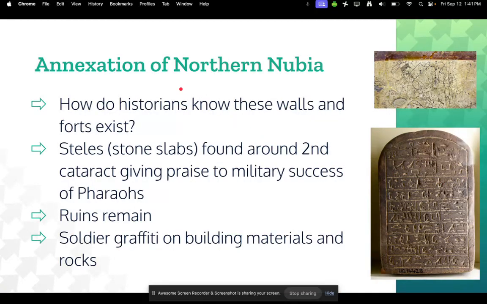So how do historians know that these walls and forts existed? Great question. Historians know that because these stone tablets called steles were found around the second cataract, giving praise to military success of the two pharaohs. There's also ruins of these forts as well, and soldier graffiti on building material and rocks, like you can see up here.